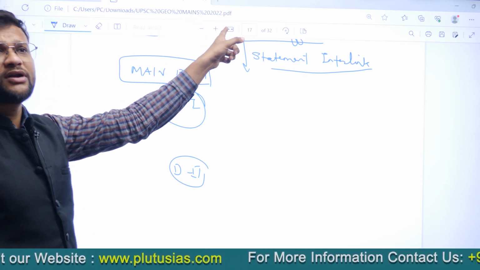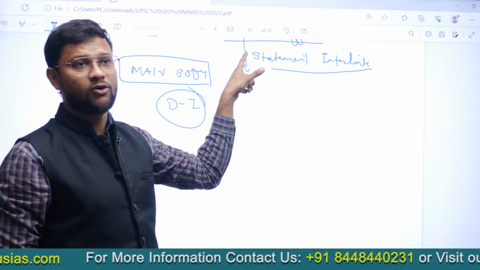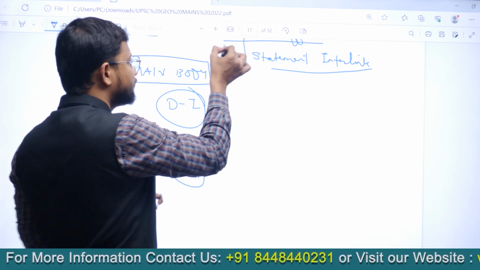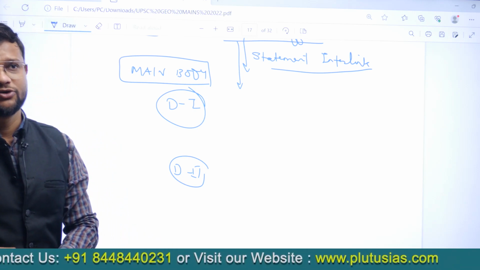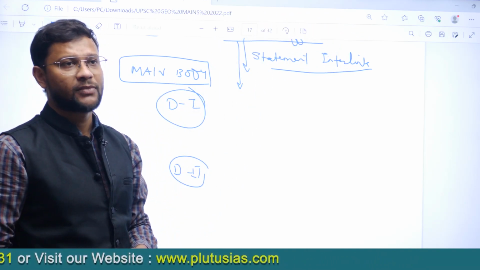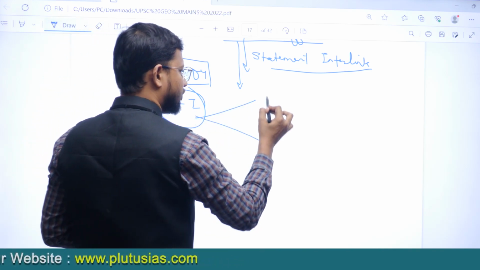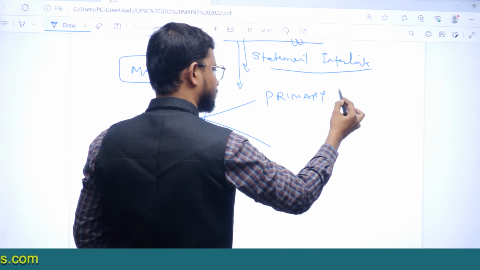So what is demand 1? Forces. Now you have to frame the last line of your main introduction in such a way that it directly lands you on demand 1 of the main body, so that you can directly write: the forces influencing the ocean currents are, there are two forces, primary forces and secondary forces.